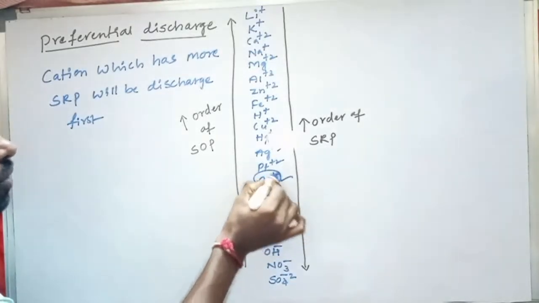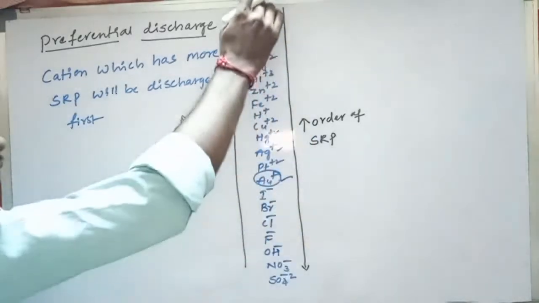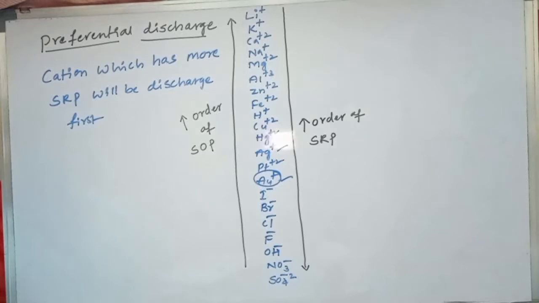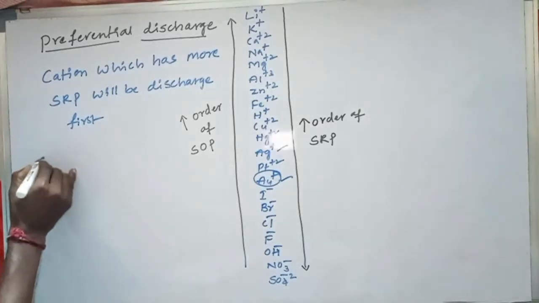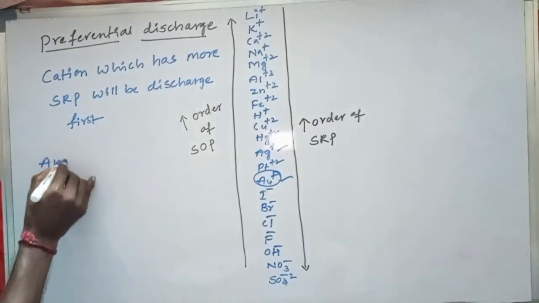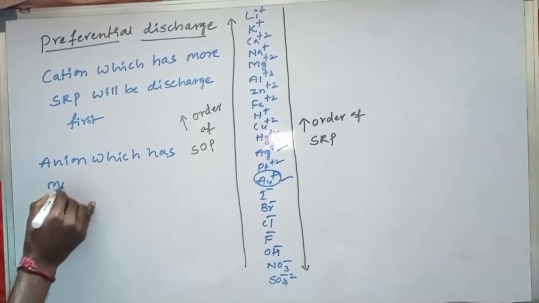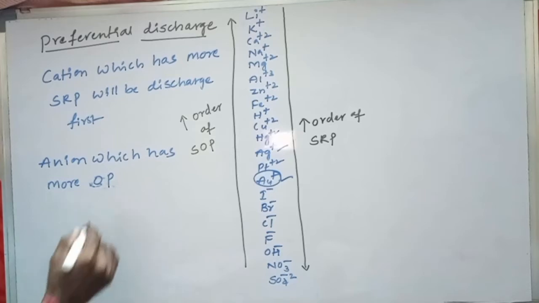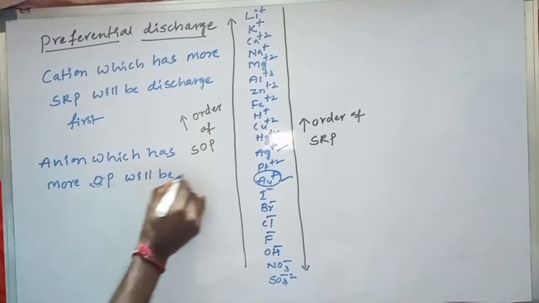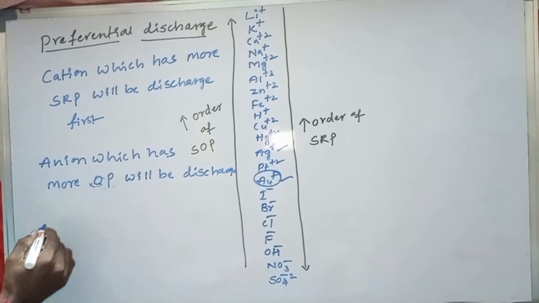Silver will deposit on the cathode electrode. Why? Because it has more standard reduction potential. Means when you are going from top to bottom, the standard reduction potential increases. Okay, so this is in the case of cations. Next, if two or more anions are present, the anion which has more oxidation potential will be discharged first in an electrolytic cell.